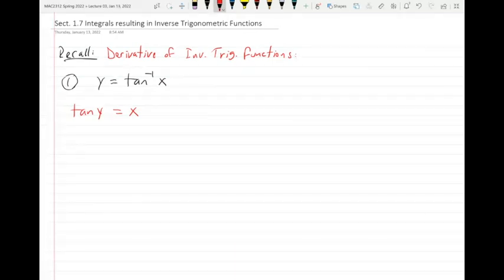So what I'm going to do is I'm going to apply the derivative with respect to x. And then on the left-hand side, we're going to take advantage of the chain rule, okay? We're going to do implicit differentiation. So now I'm going to take derivative on both sides. Derivative with respect to x equals derivative with respect to x.